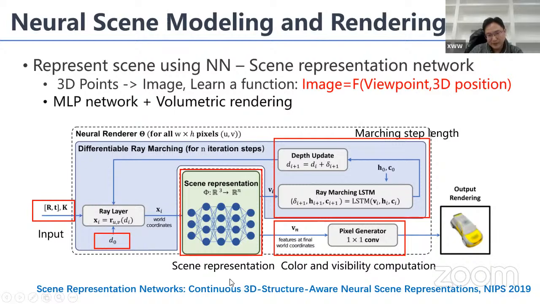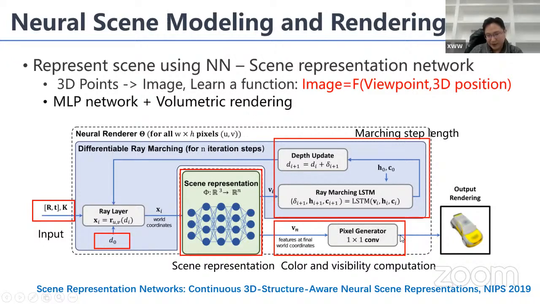So this paper may be the first to use an MLP network to predict the color of a 3D point along the ray marching. So this is the network structure. Given the viewpoint, so the rotation, the translation, and the projection matrix, we can unproject rays for each pixel on the image. So we can use the MLP network to obtain a feature and then convert it into a color.